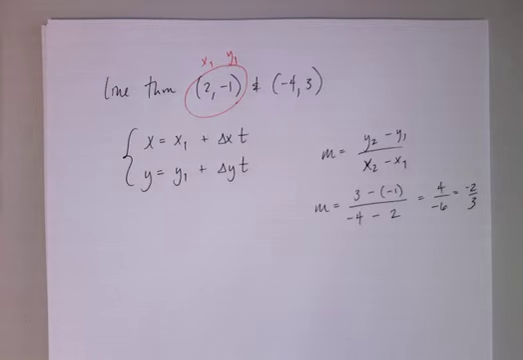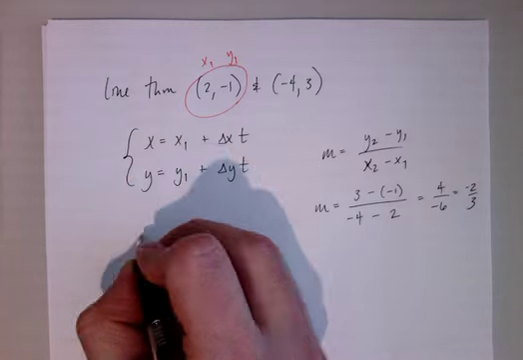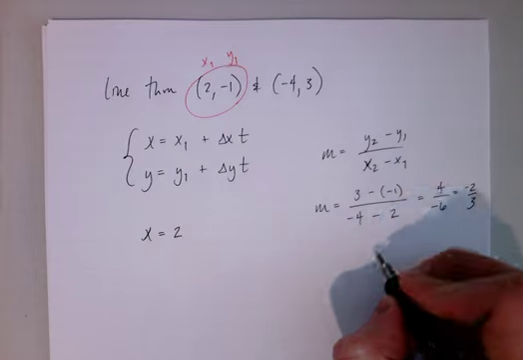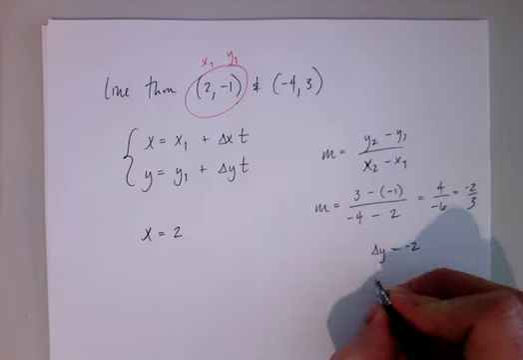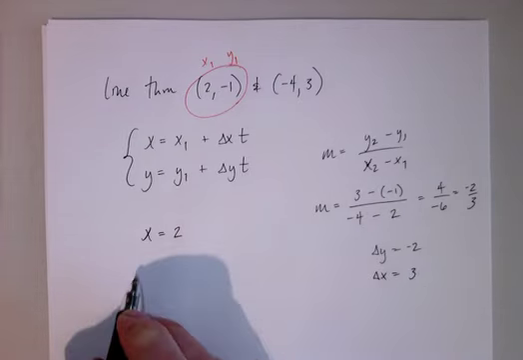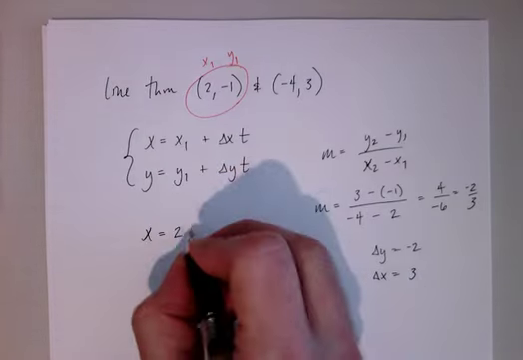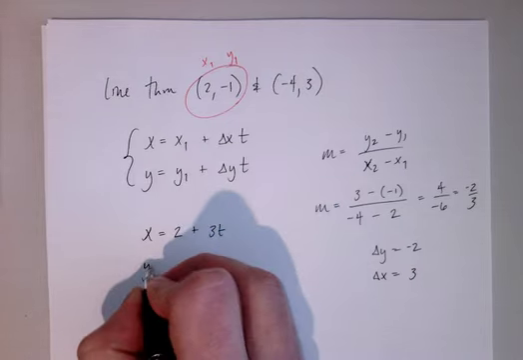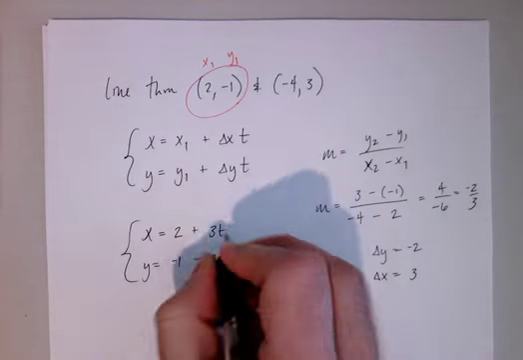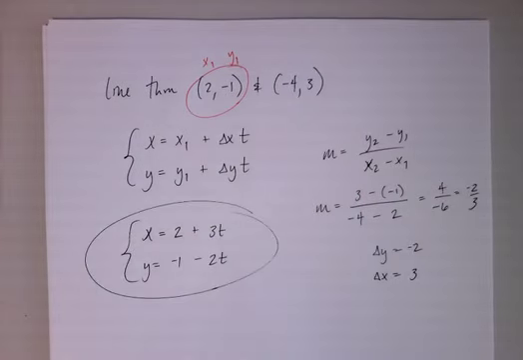So actually you have about a dozen different options of actually how to write this one, but it doesn't really matter. Let's just go ahead and call delta y is equal to -2 and delta x is equal to 3, okay? So we have 2, which is x1, plus 3t, and then y is equal to -1 minus 2t, and that is a legitimate way to write that equation in parametric form, okay?